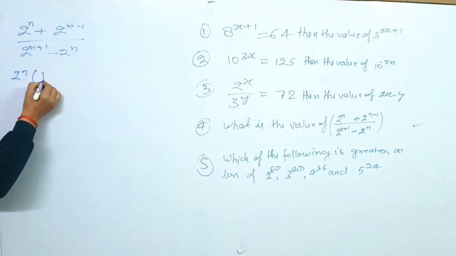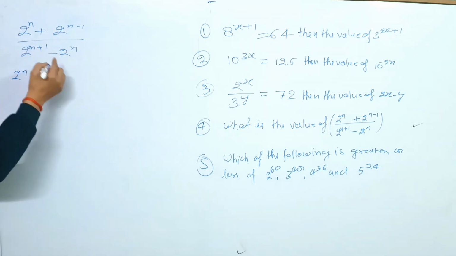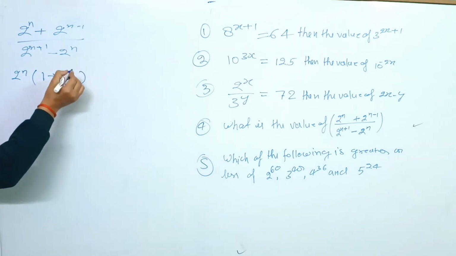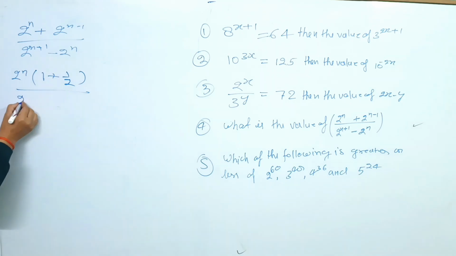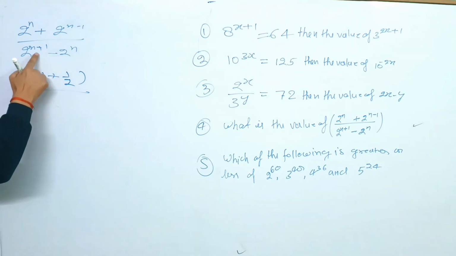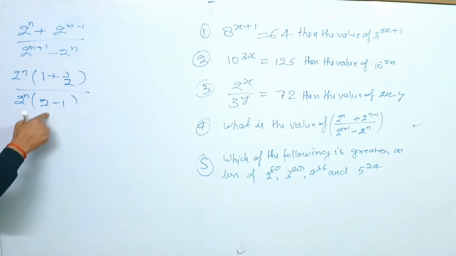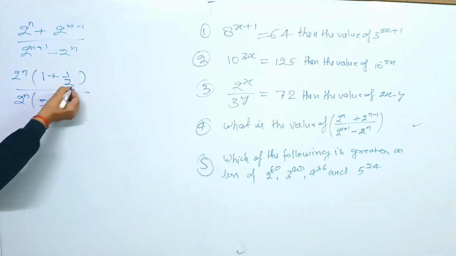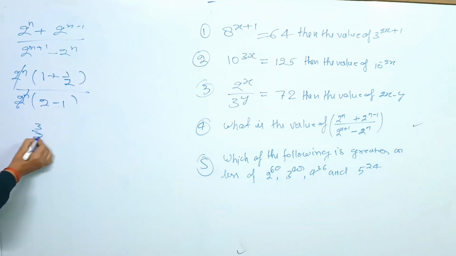So here this becomes 1 plus... here we can multiply numerator and denominator by 2, then 2 to the power n will be common. Here the remaining quantity is 1 by 2 in the numerator. We can also take 2 to the power n in the denominator, this becomes 2 minus 1. So we can add, this is 3 by 2, this will be cancelled out, and the denominator has 1. So finally the answer is 3 by 2.